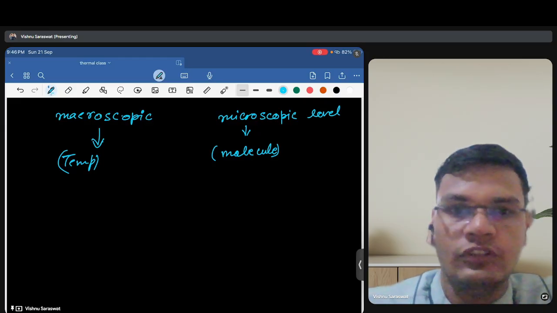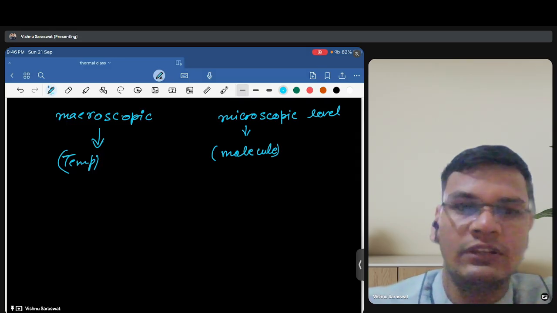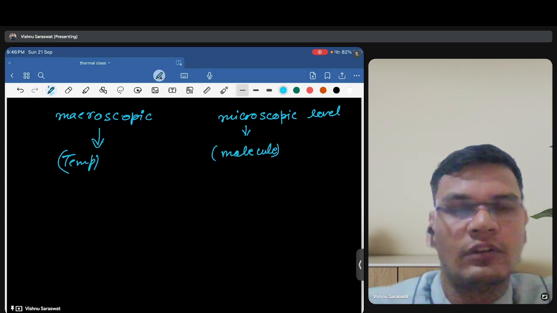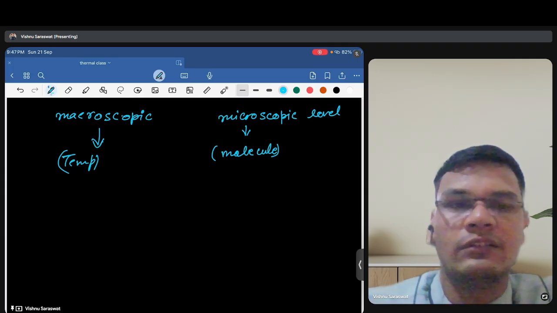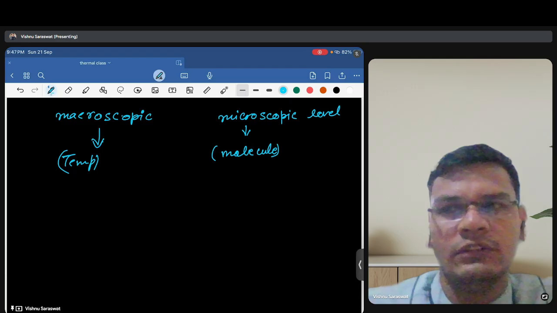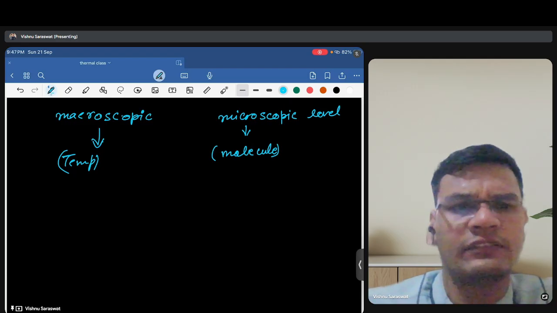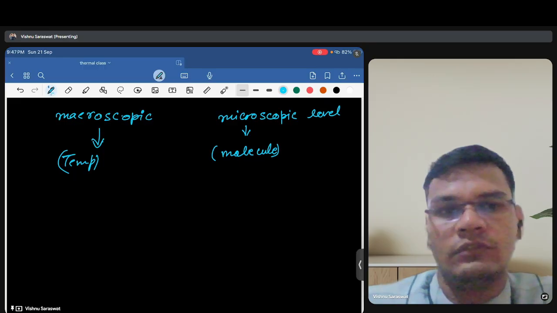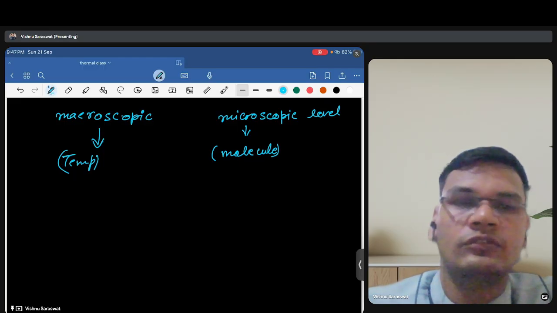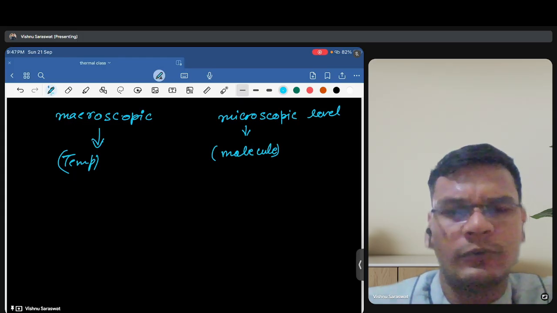And as we discussed, the SI unit of temperature is Kelvin, and the common everyday units are degree Celsius and Fahrenheit. In some cases, when we check the temperature of our body, we always measure in Fahrenheit. Some important reference temperatures: a normal human body temperature is 37 degrees Celsius, but when we measure with a thermometer, it always gives the reading in Fahrenheit, around 98.6.